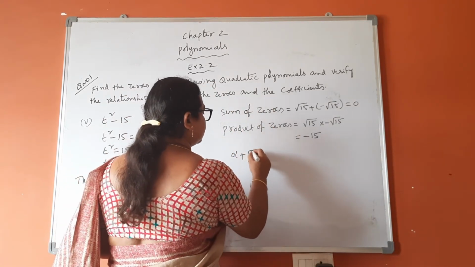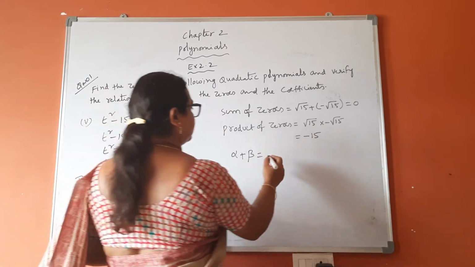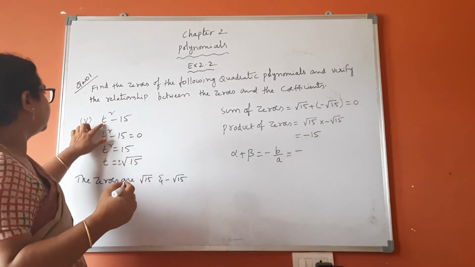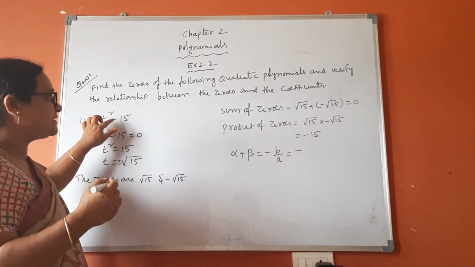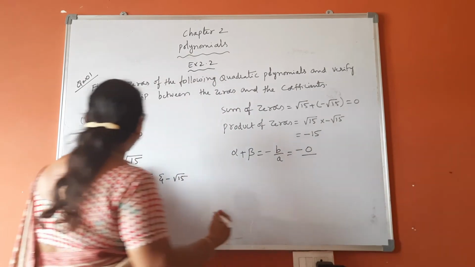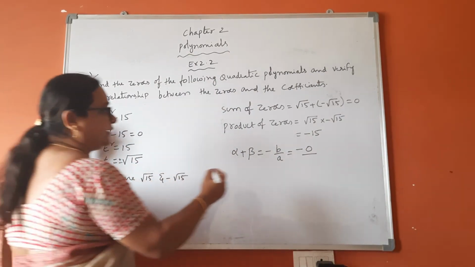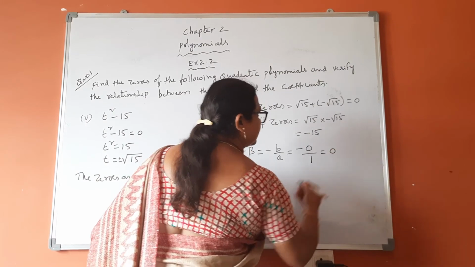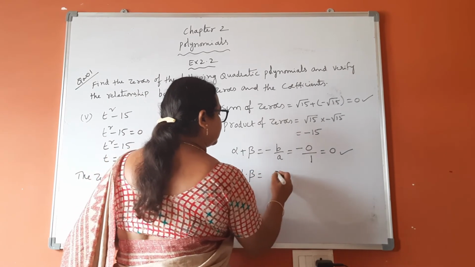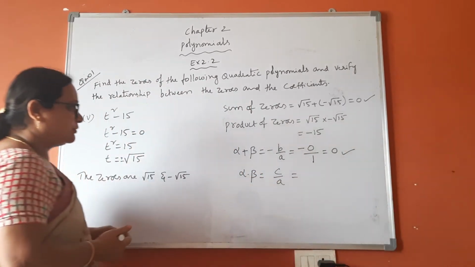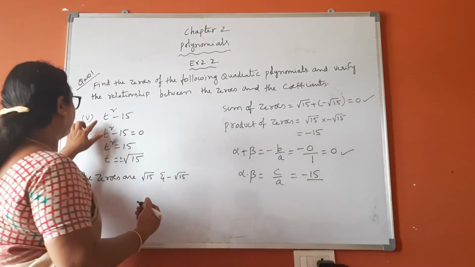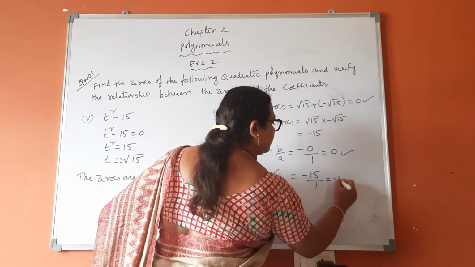Then using formula alpha plus beta is minus b by a, that is minus b. Here this is t square minus 15, that means t term is missing. That means b is 0, by a, coefficient of t square 1, that is 0. Product of zeros, that is c by a, c is the constant term, that is minus 15, by a is 1, that is equal to minus 15.